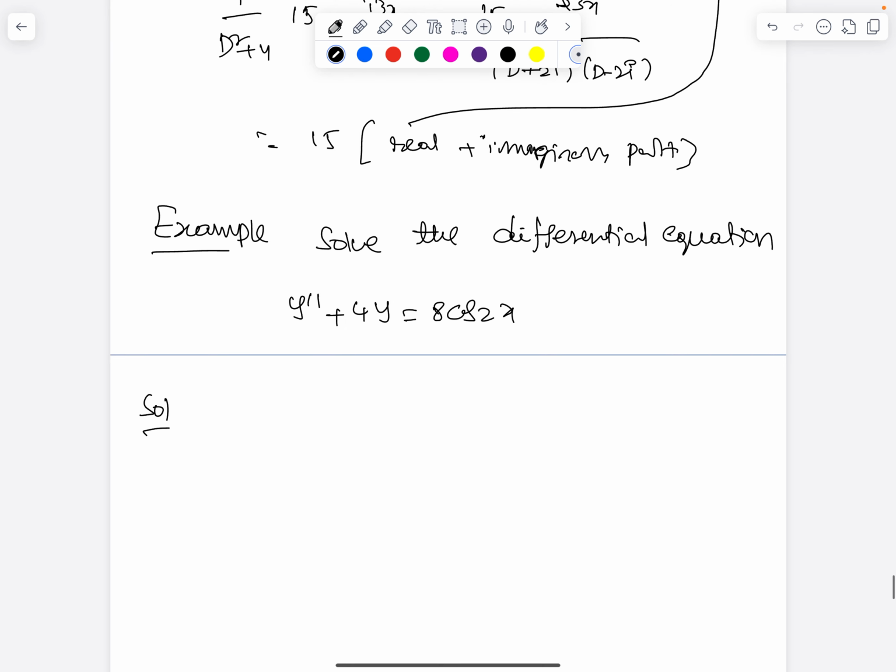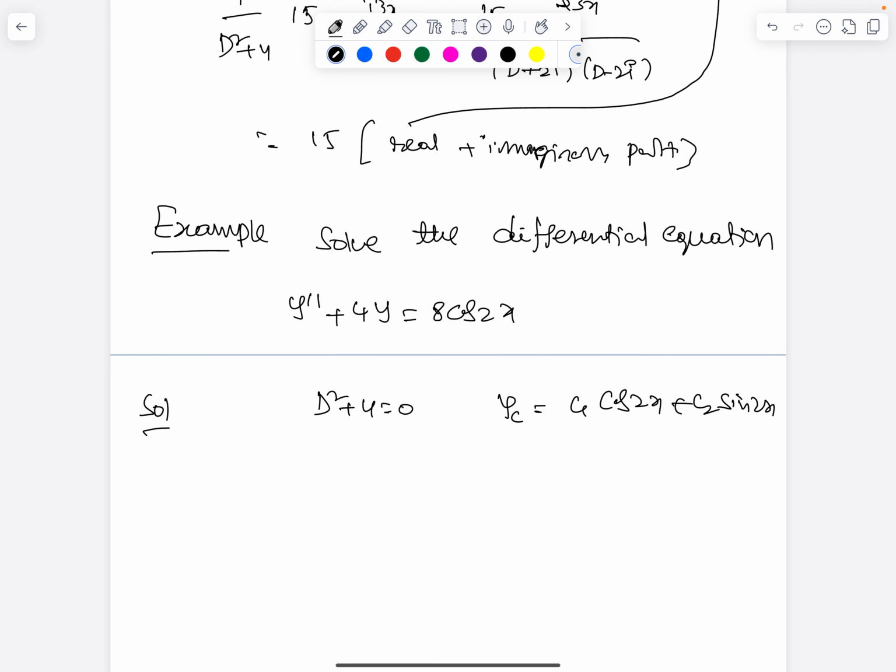So if you look at another problem, solve the differential equation y double prime plus 4y is equal to 8 cos 2x. There is an issue. D square plus 4 is equal to 0 implies yc is equal to c1 cos 2x plus c2 sin 2x. That is clear, no issues.